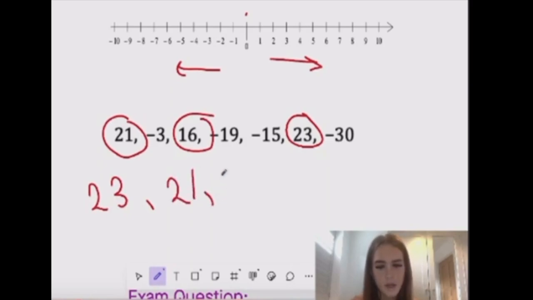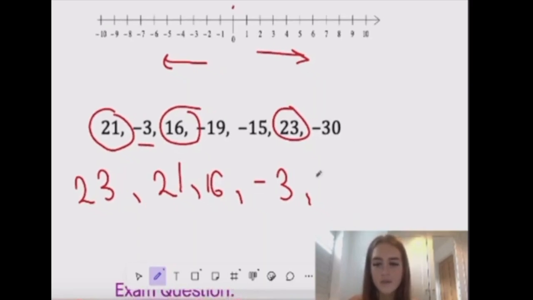So now when we're looking at our negative numbers, we want to think which one is closest to 0, which would take us the least amount of time to get back. And that would be -3 in this case, because that would only take us 3 jumps to get back. Followed by -15, -19, and -30. And these numbers are now in descending order because they start with the biggest and end with the smallest.